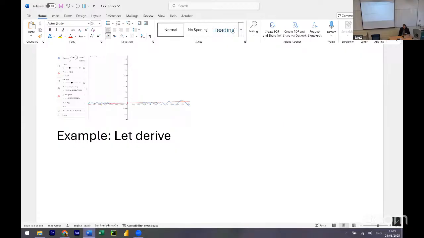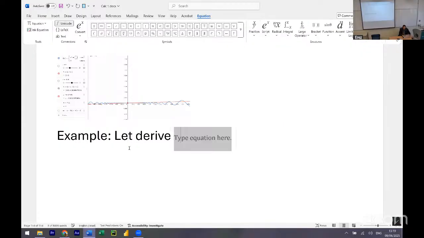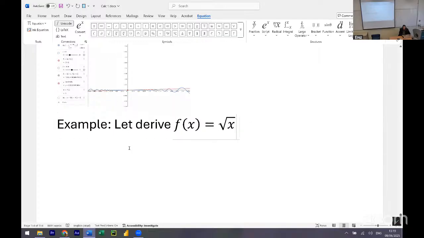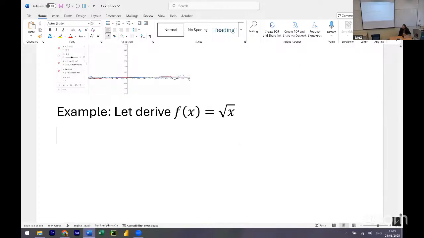Let's derive the square root of x. So you said it's 1/2 times the square root of x. How did you know that? You remembered from high school, basically, right? But we will derive it by definition.